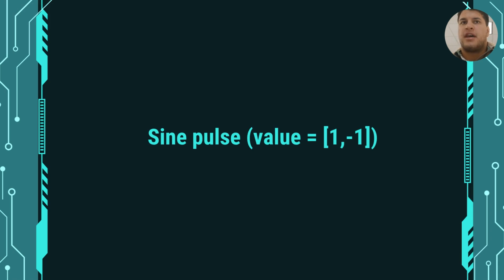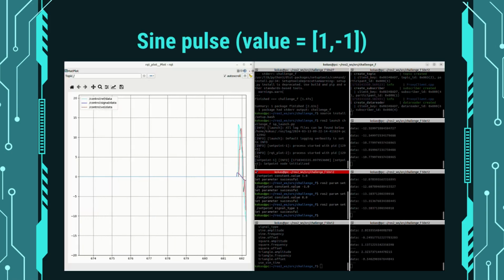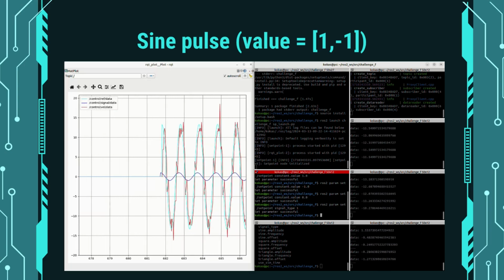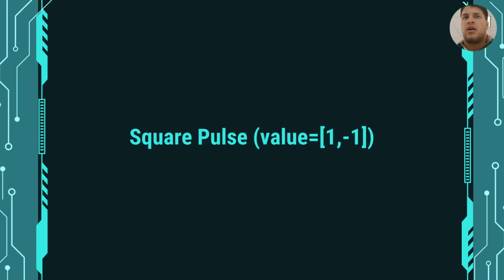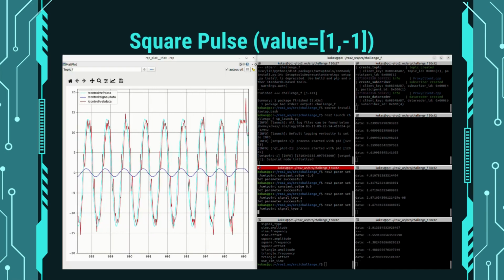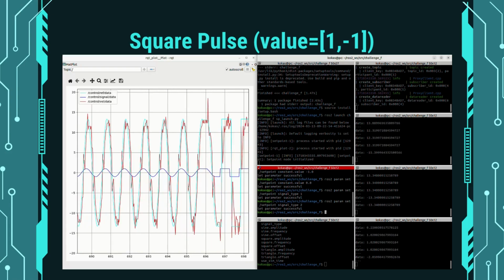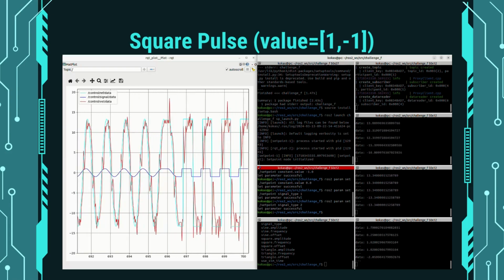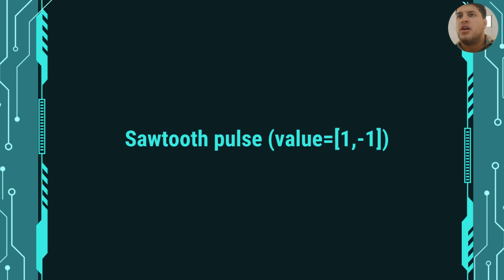After that, we send a sine pulse with range 1 to -1. Square pulse, we range the 1 and -1. It's a triangle pulse with the range of 1 and -1.